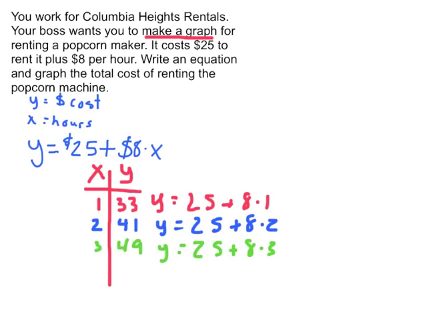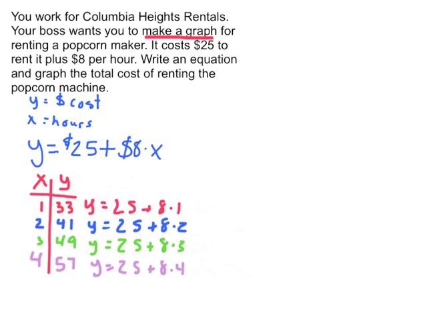Let's do one more. Let's rent it for 4 hours. y equals 25 plus 8 times 4. 8 times 4 is 32. 32 plus 25 is 57. So now we have a table of points, which makes it very easy to graph.